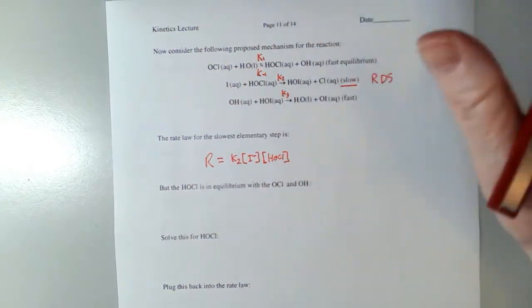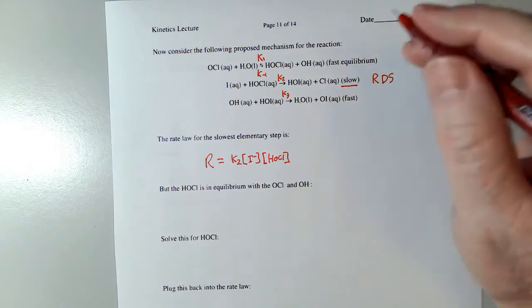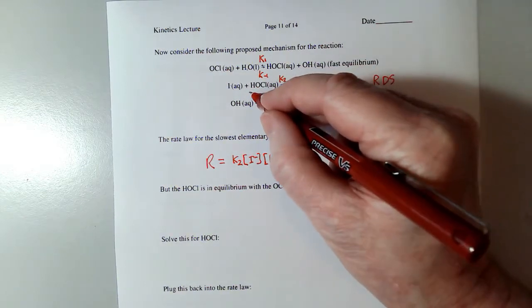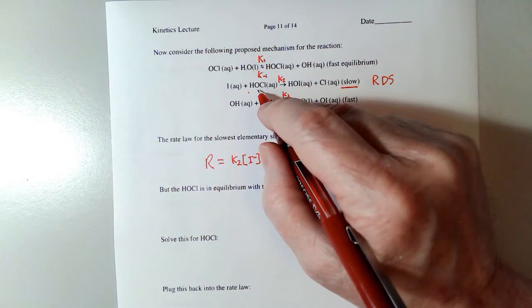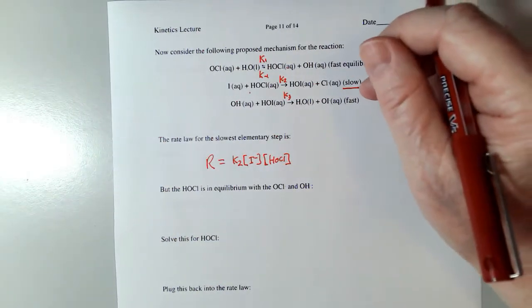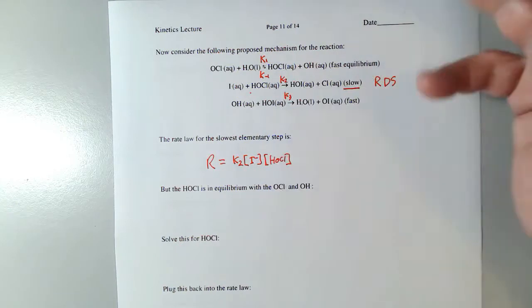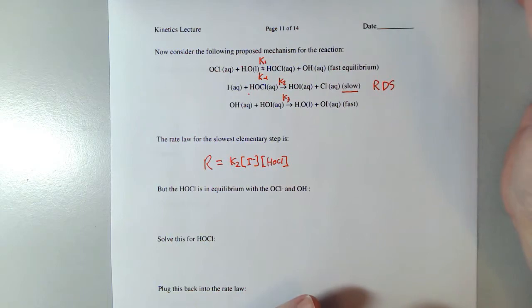Now that does not match my experimentally determined rate law. But hold on. I'll prove to you that it does. HOCl is not a reactant. It's a product and then it's a reactant. Again, that's an intermediate. Okay? So I can't control the concentration of HOCl to control the rate. So something funky must be going on here.